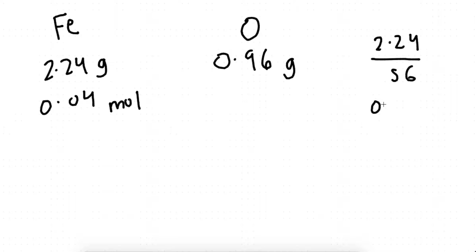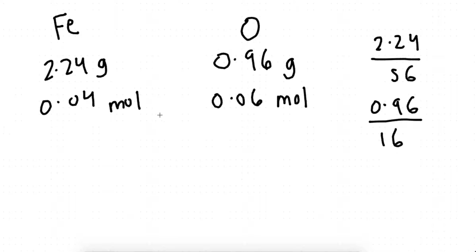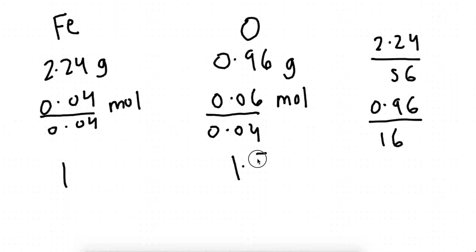What about for oxygen? Mass is 0.96 divided by the molar mass of oxygen, which is 16. We get 0.06 mole. Now, next step, which of the two numbers is smaller? Obviously 0.04 moles, right? So we divide this by 0.04 and we also divide 0.06 by 0.04. 0.04 divided by 0.04 is 1. 0.06 divided by 0.04 is 1.5.